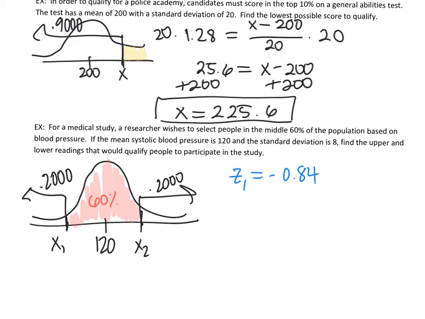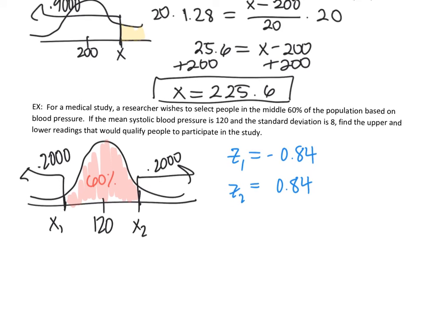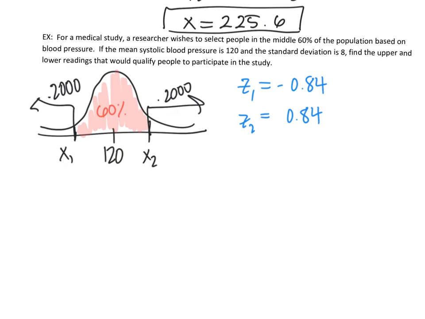Then we need to look for our second z-score. If 20% is above, our second z-score is going to represent the 80% that fall below. So I'm looking for my z-score that's closest to 0.8000, which is positive 0.84. That's how it typically works with middles. If I'm looking for the middle 60% and I'm evenly distributed above and below, my two z-scores should be the same, just one of them is negative and one of them is positive. I'm going to use these two z-scores to solve for my two different x values.